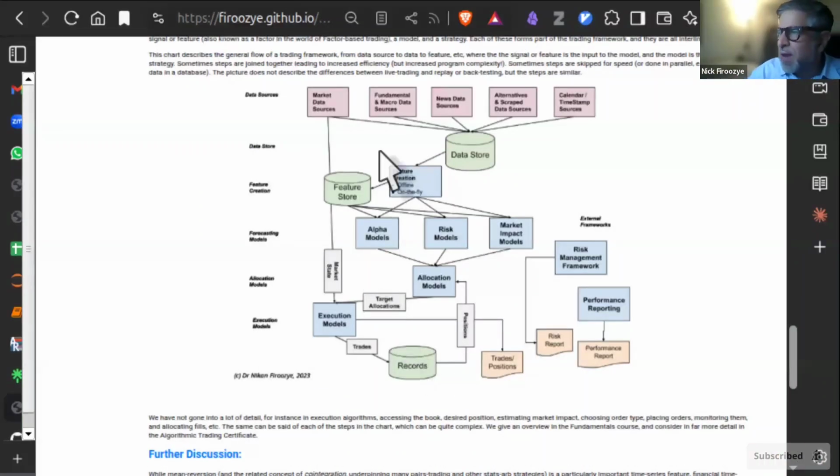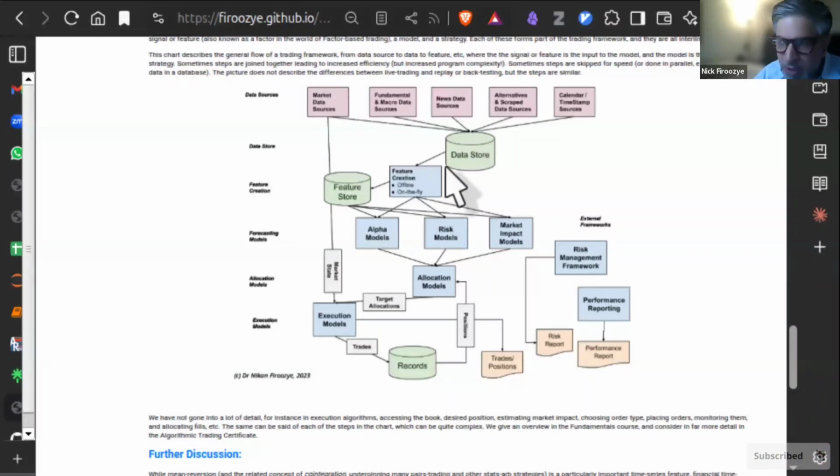And in the trading framework, we have data sources coming in, going to, sometimes they go to a data store, sometimes they're streamed directly to your models. But let's just assume that they can do both. They can go to the data store, whether it's market data sources, maybe fundamental and macro, depends on your frequency, news, sentiment, things like that.